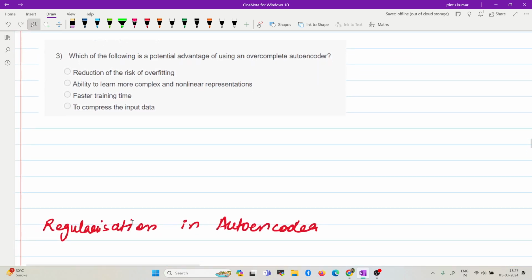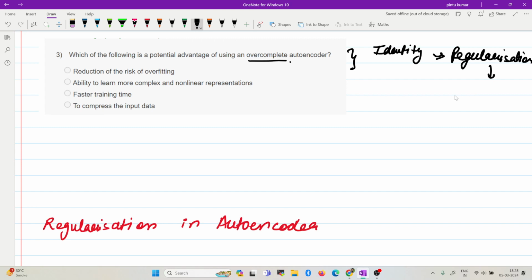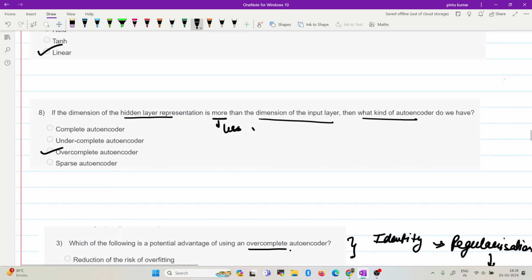Okay. Next question is, which of the following is the potential advantage of using an overcomplete autoencoder? Overcomplete autoencoders have this problem we discussed. What can be a potential advantage of using overcomplete autoencoders? One way to avoid this identity map in an overcomplete autoencoder is via regularization. You can do regularization even for an undercomplete autoencoder, but it becomes more useful for an overcomplete autoencoder.